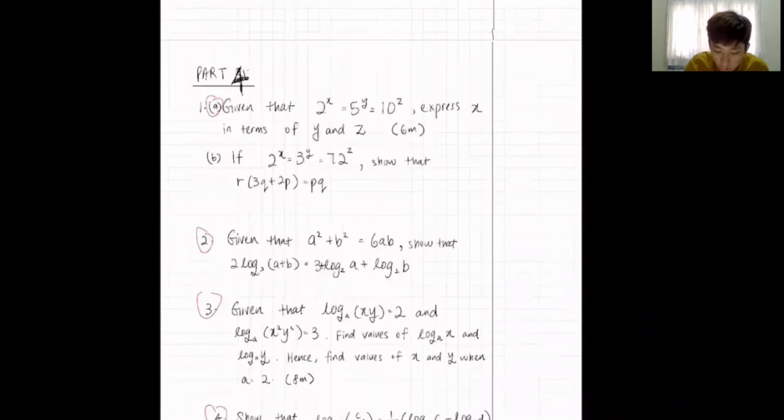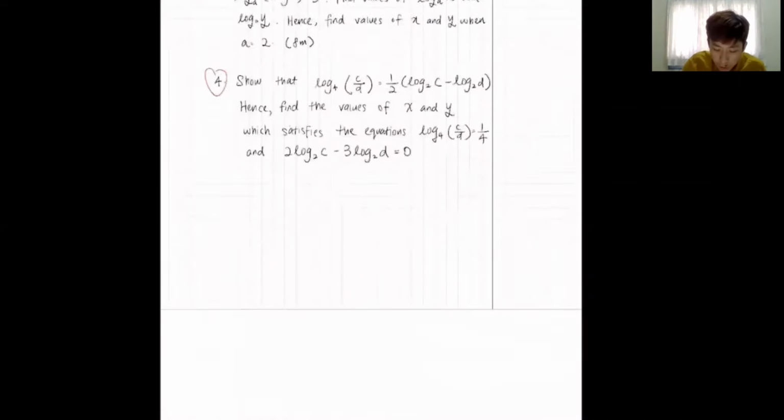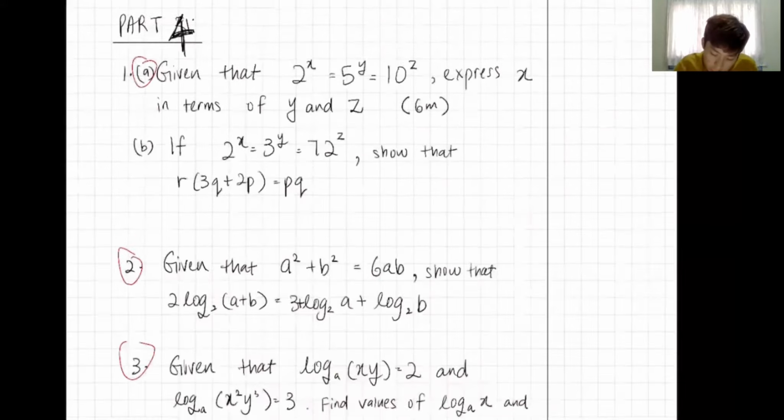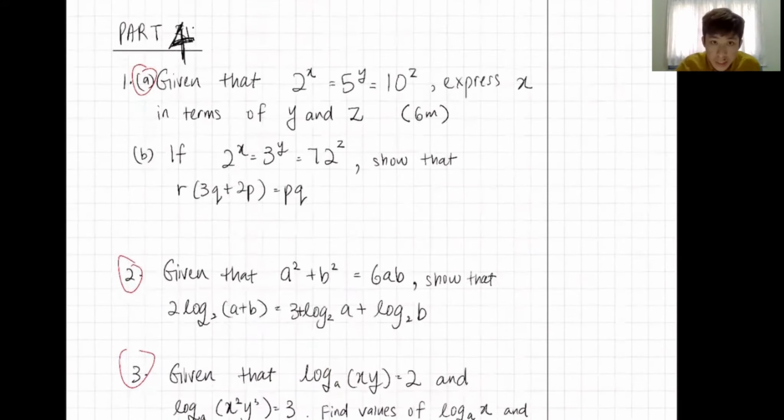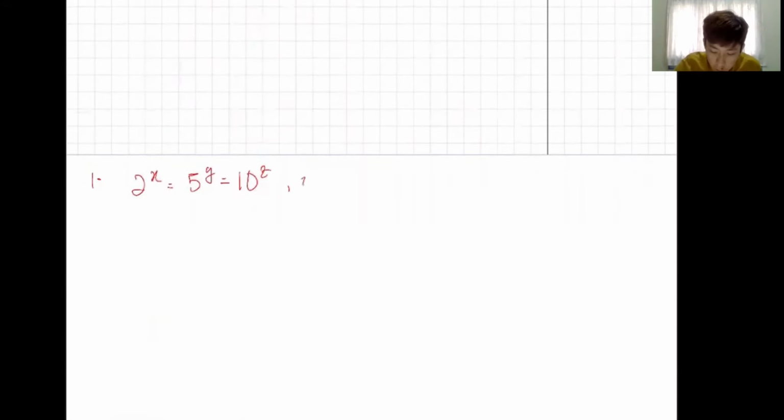Number 1, they gave you 2 to the power of x is equals to 5 to the power of y is equals to 10 to the power of z. Am I right? Yeah, the question is this. Express x in terms of y and z. Okay, what do they mean?